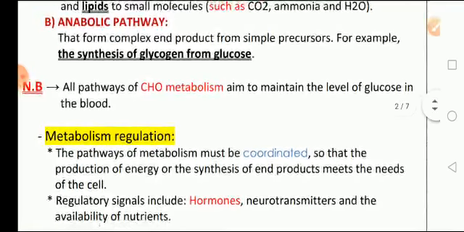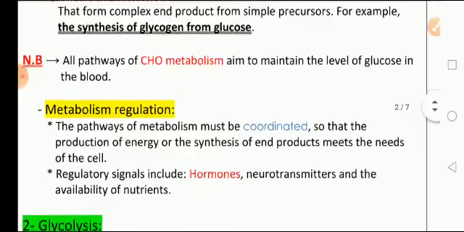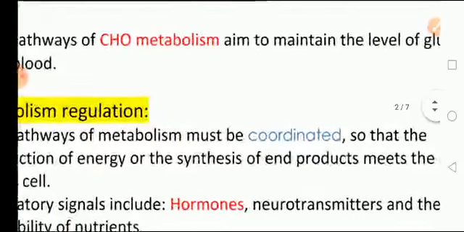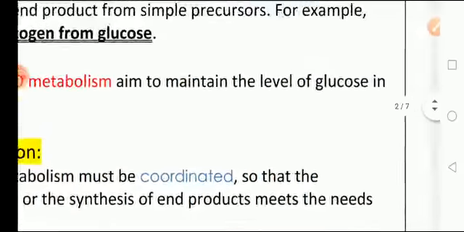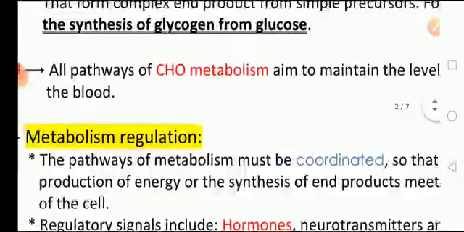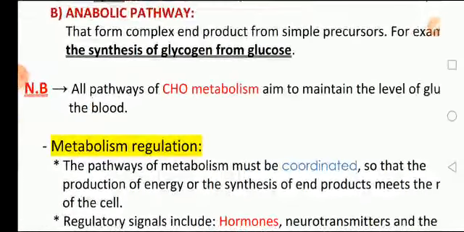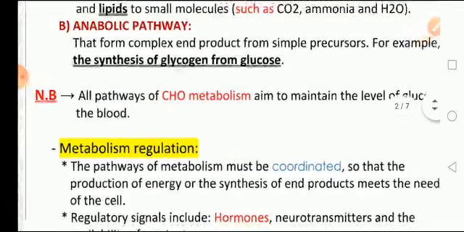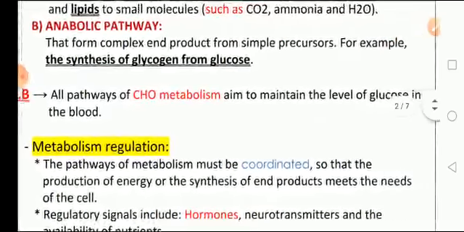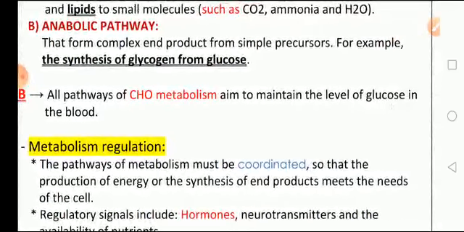And here is a very important note. All pathways of carbohydrate metabolism aim to maintain the level of glucose in the blood. This equals homeostasis. We had homeostasis before in the first module in the physiology, if you remember. And this means that the carbohydrate metabolism needs to maintain the level of glucose in the blood to be constant.